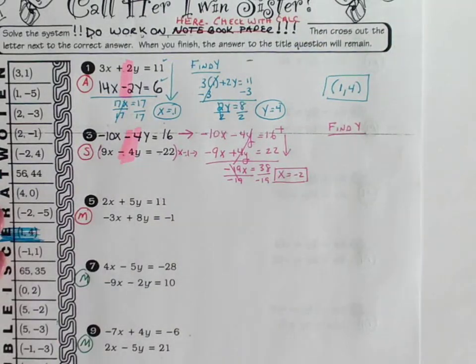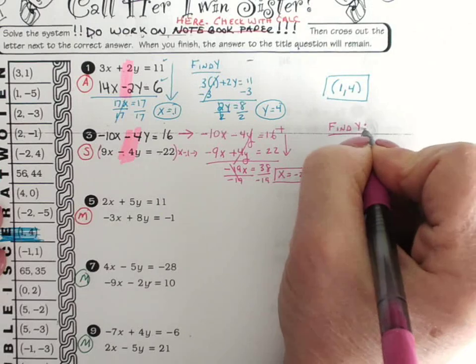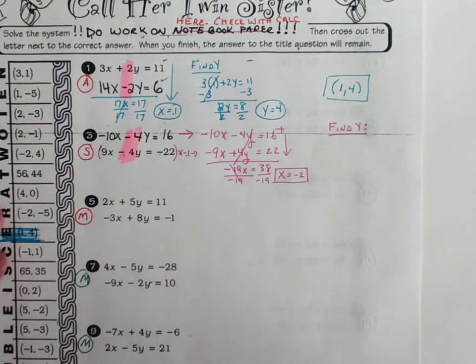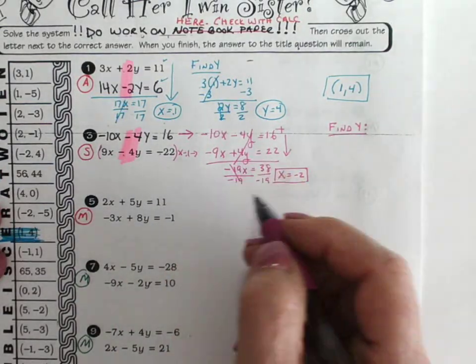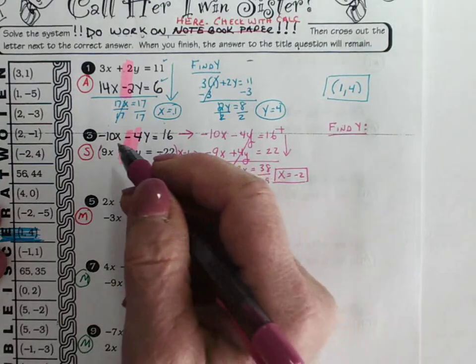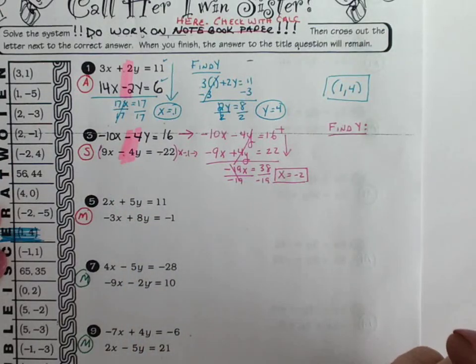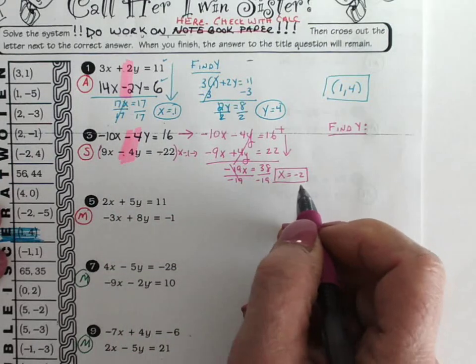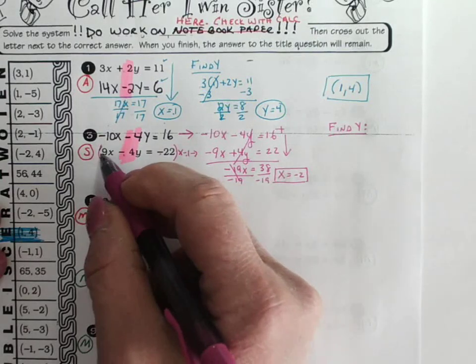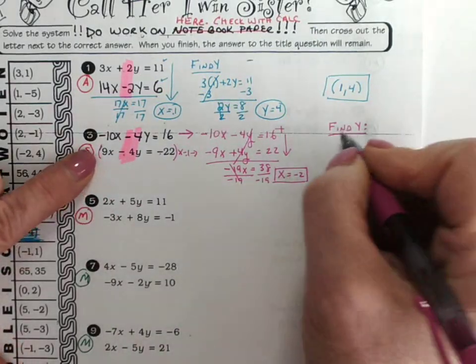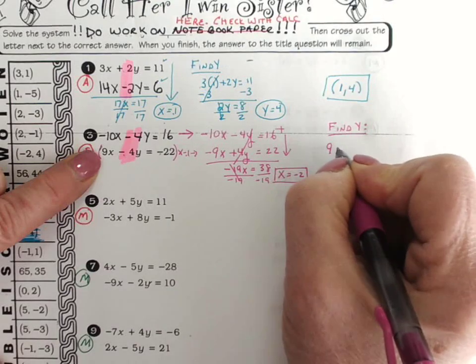Now, for those of you that write really big, you might want to do this on note paper and make it easier for you. I can write small enough to fit it in here, especially since I'm not going to require that you show the checks. I just want you to do the checks with your calculator. So now I have to find y. So I'm going to pick the second equation because I think it looks a little easier.